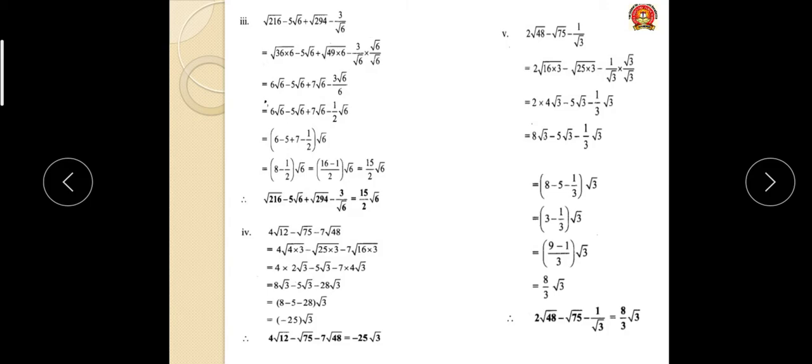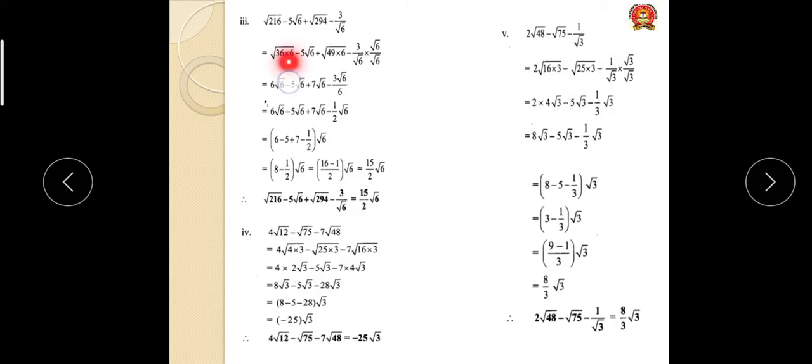Some students are only doing rationalization of the numerator. What about the denominator? They are just writing the numerator. You have to write the denominator and then you have to solve. So don't do like that.